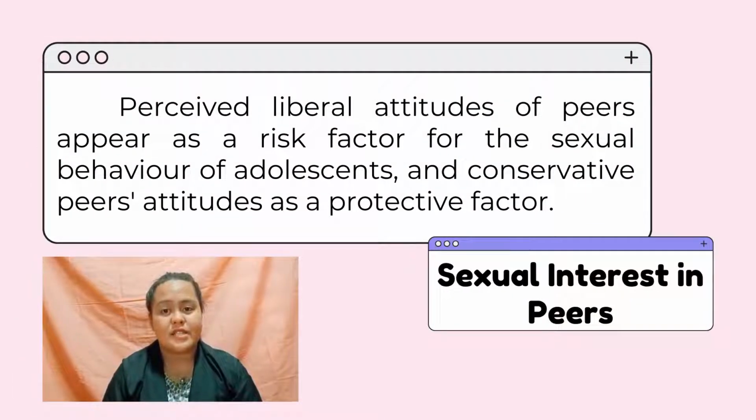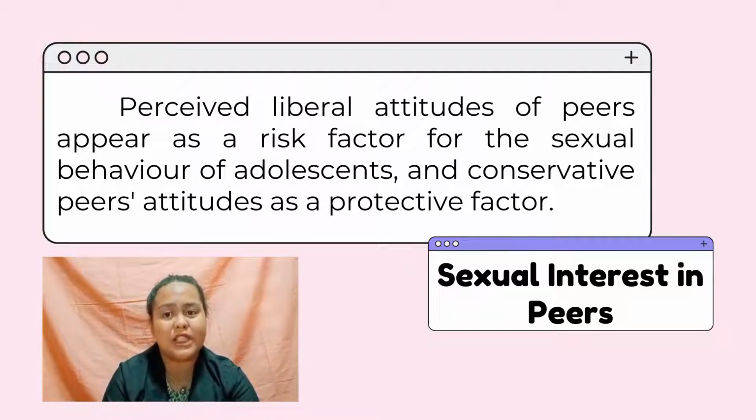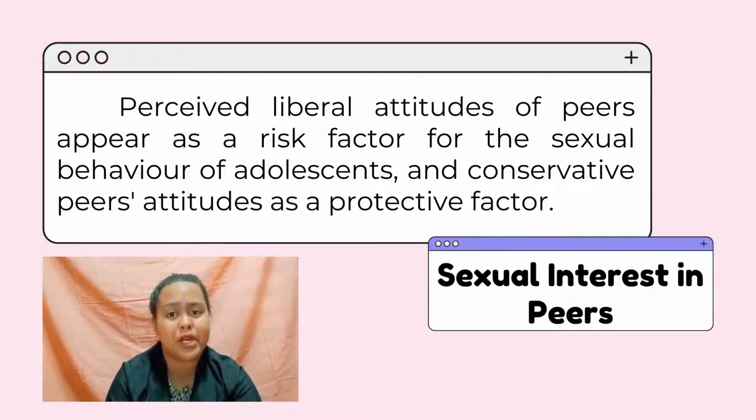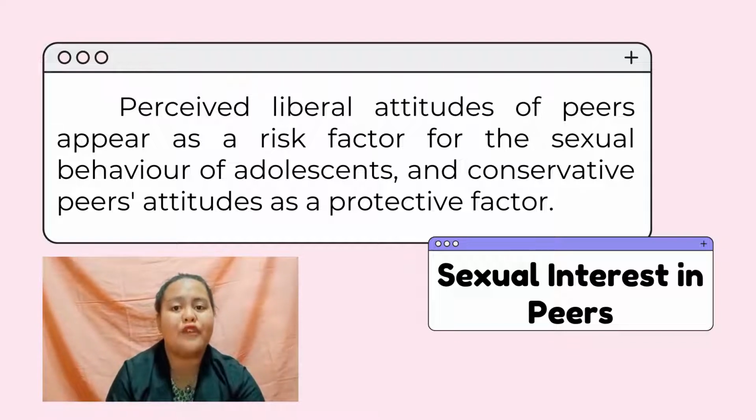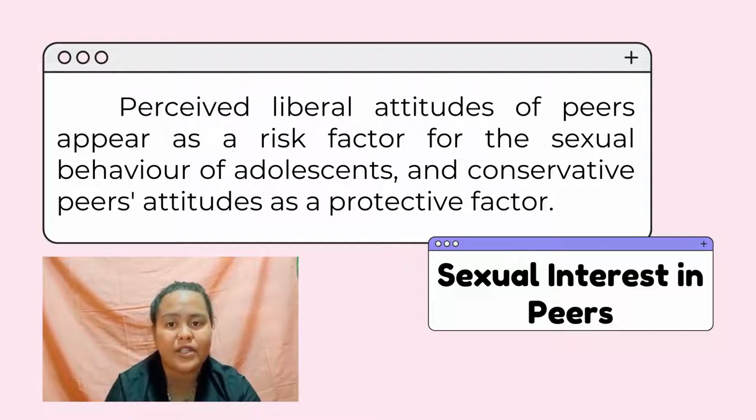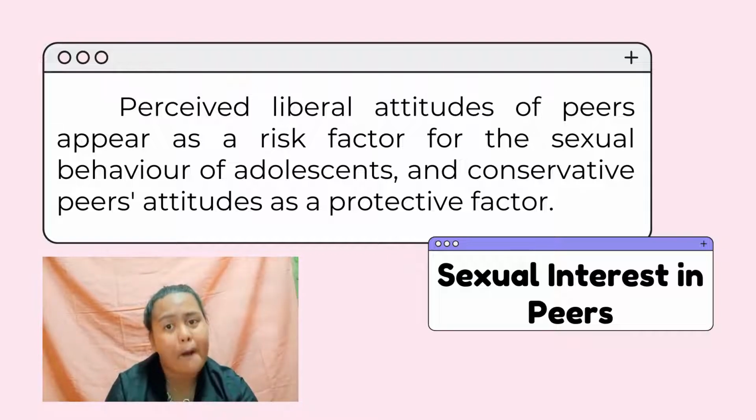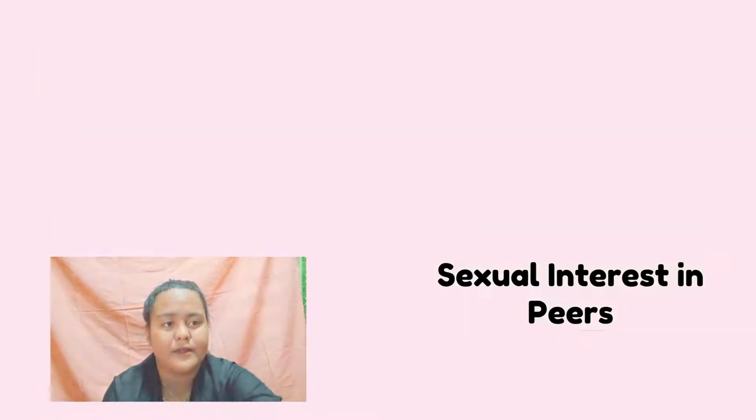Sexual interest and peers. Perceived liberal attitudes of peers appear as a risk factor for the sexual behavior of adolescents, and conservative peer attitudes as a protective factor. Thus, for example, the sexual permissiveness of peers is associated with a high risk of being sexually active.